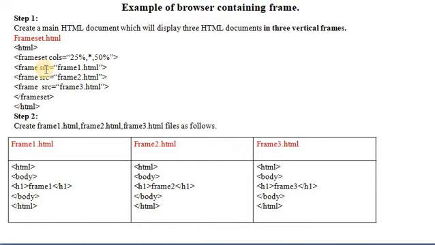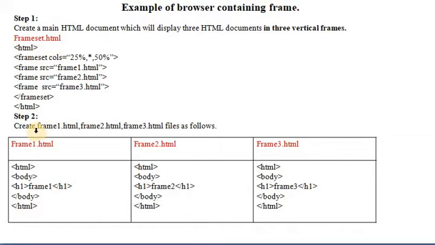After that, here frame src is equal to frame1.html, and this is the code for frame 1. Next is frame src is equal to frame2.html. Code for this frame 2 is here, and frame src is equal to frame3.html, and code for this frame 3 is here. Close the frameset tag, close the HTML tag. Means within the frameset tag we add a frame tag. Here src is the attribute of a frame and cols is the attribute of a frameset tag.